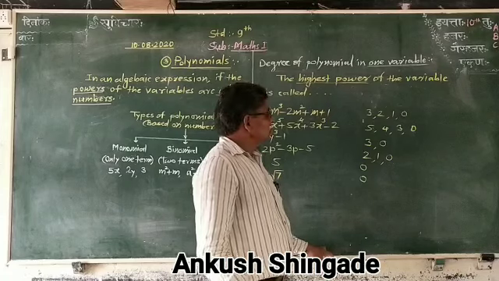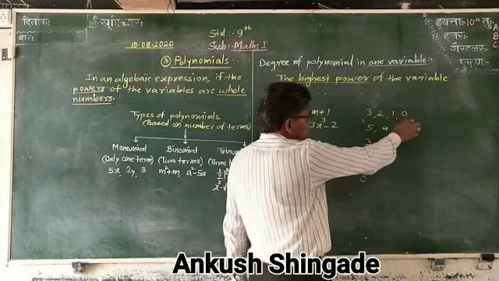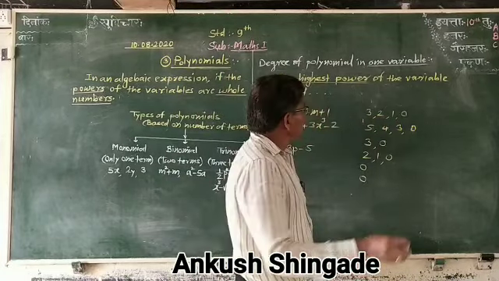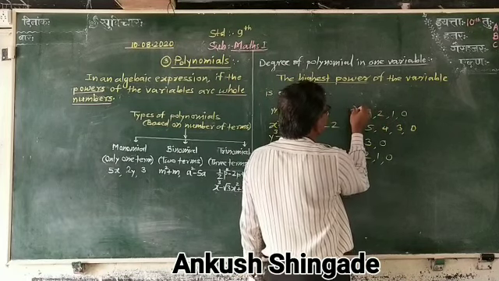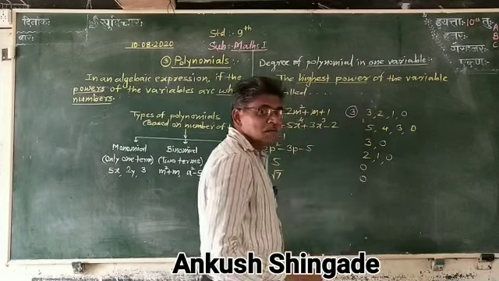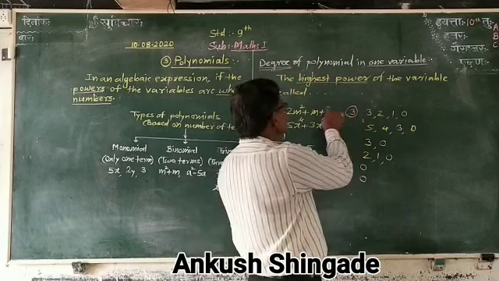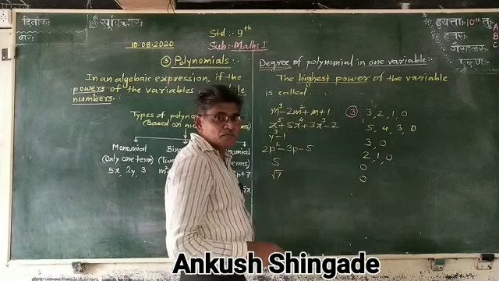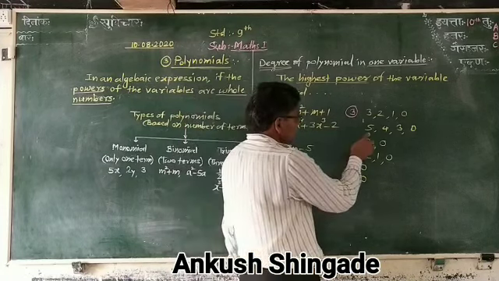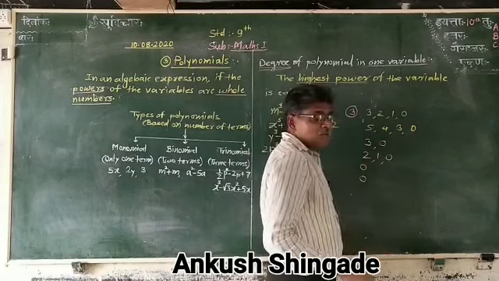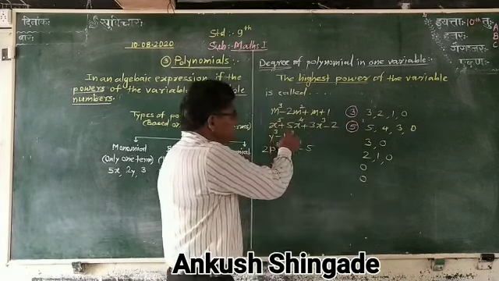So, the highest power of the variable out of these, 3, 2, 1 and 0, 3 is the highest power. So this is a degree. 3 is the degree of this polynomial. In case of this second polynomial, the powers are 5, 4, 3 and 0. Out of these, 5 is the highest. Therefore, the degree of this polynomial is 5.